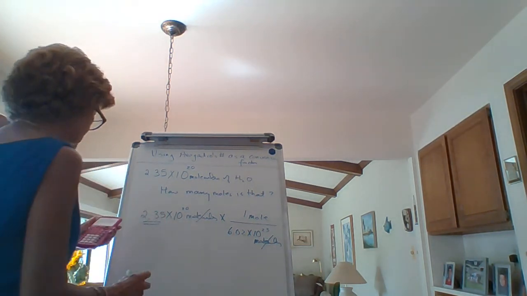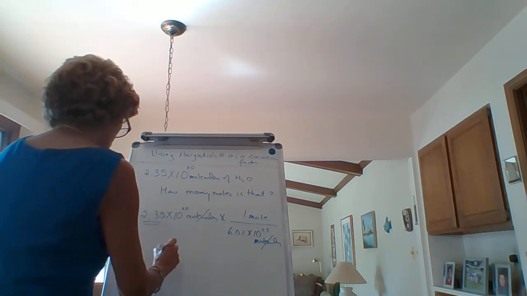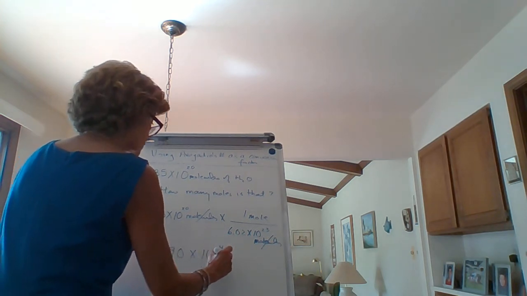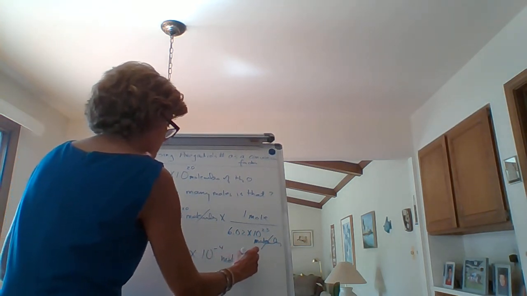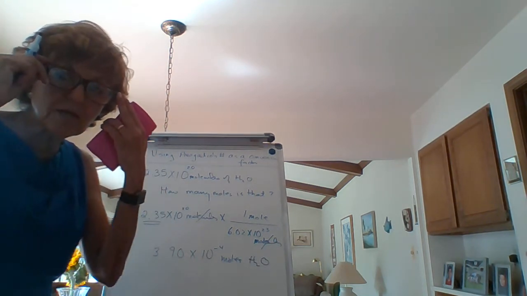This is what's limiting me. So I'm going to limit it to 3 sig figs. It'd be 3.90 times 10 to the minus 4 moles of water molecules. Okay, so that's what you should be getting.